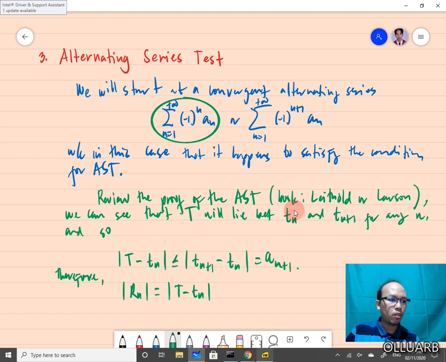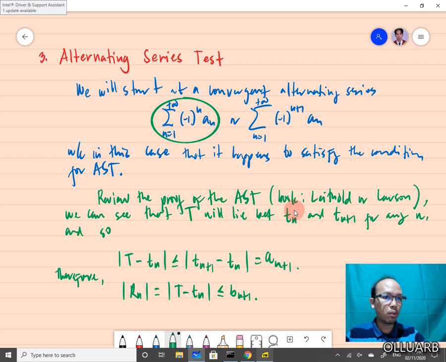Okay, which is less than or equal to b sub n plus 1. So what we do here is we simplify this above inequality to get this. But anyway, this is just a direct result of this inequality here. As you can see, we need these absolute value bars because we don't know ahead of time if the estimation is larger or smaller than the actual value, and we know that the b sub n's are positive. Okay, so please remember that.